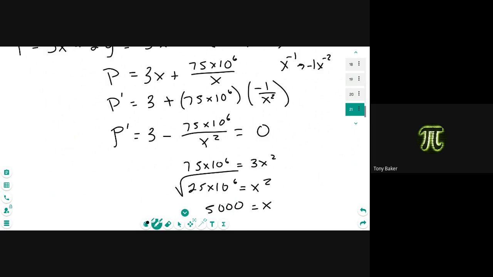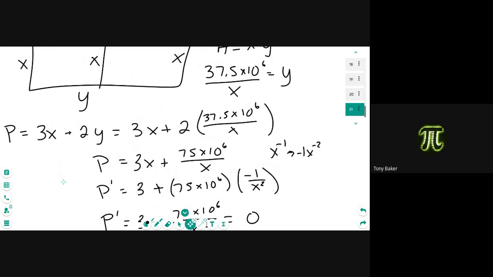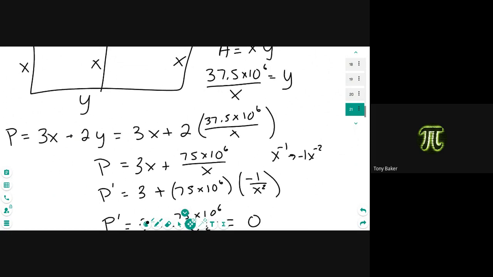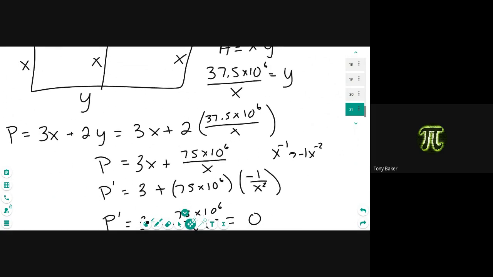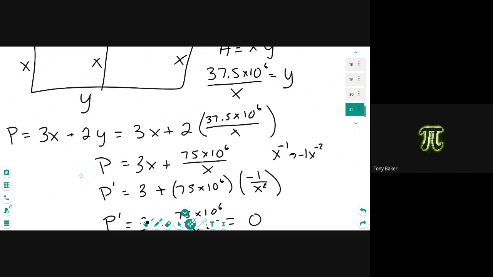And then you plug that back into the original area problem, or just plug 5,000 into the y equation. So 37.5 times 10 to the 6 divided by 5,000 will give you y. Just make sure to put it in the right spot, small or larger.